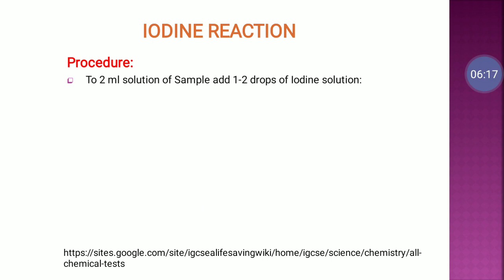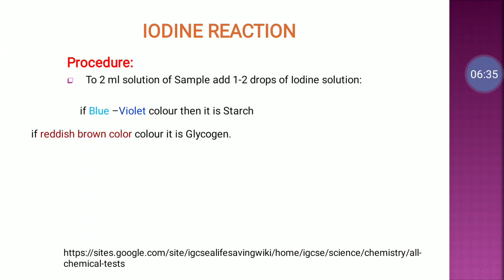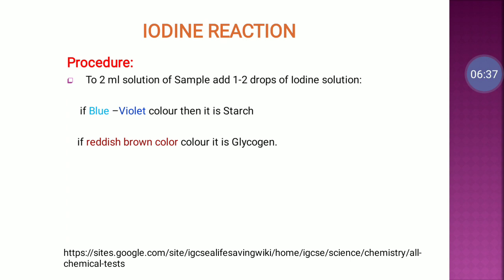Then last but very important is the iodine test. So how will we do it? We will take 2 ml of sample solution, plus we will add 1 to 2 drops of iodine solution. If a blue violet color is produced, then it is starch, and if a reddish brown color is produced, then it is glycogen. So the iodine test is basically responsible for determination of polysaccharides, and both starch and glycogen are polysaccharides.